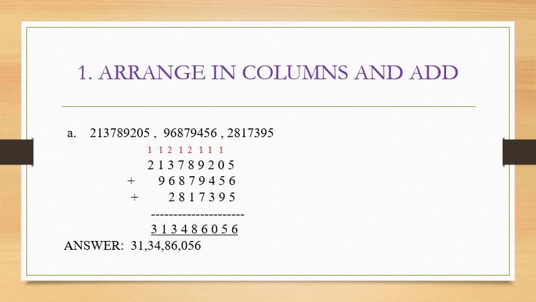So students, here we are going to deal with large numbers, and how you are going to add the large numbers. Here you can see the heading is arrange in columns and add. First, three large numbers are given to you and you have to arrange them first. Now how are you going to arrange? According to their place values. We have studied in the third chapter about place values like ones, tens, hundreds, thousands, ten thousands, lakh, ten lakh, crore, ten crore. Now arrange according to their place values and then add.